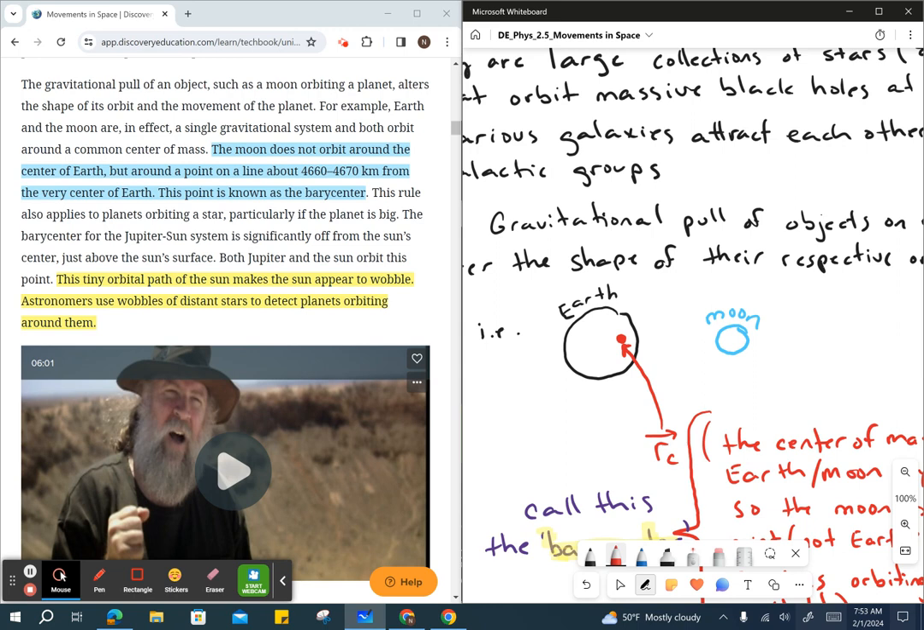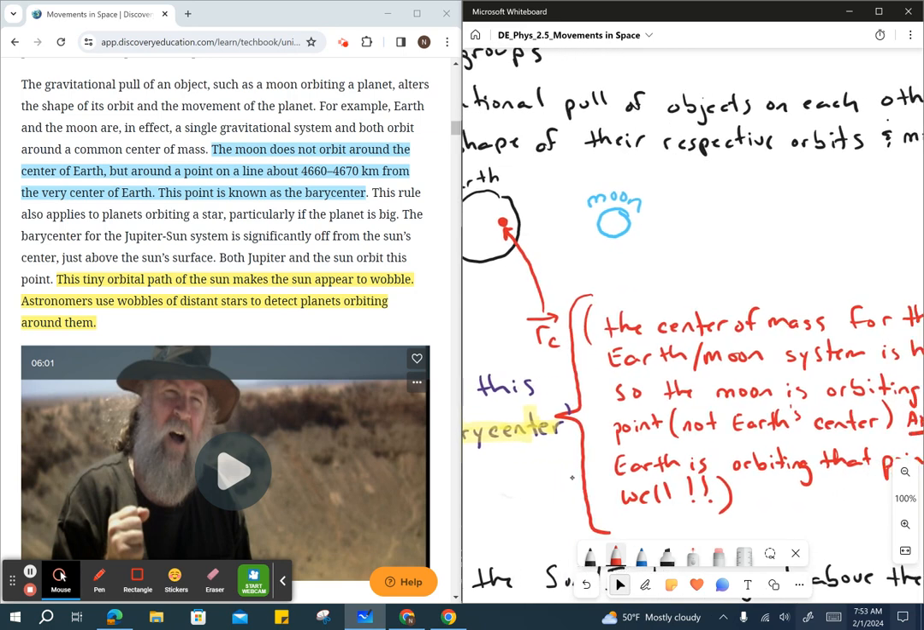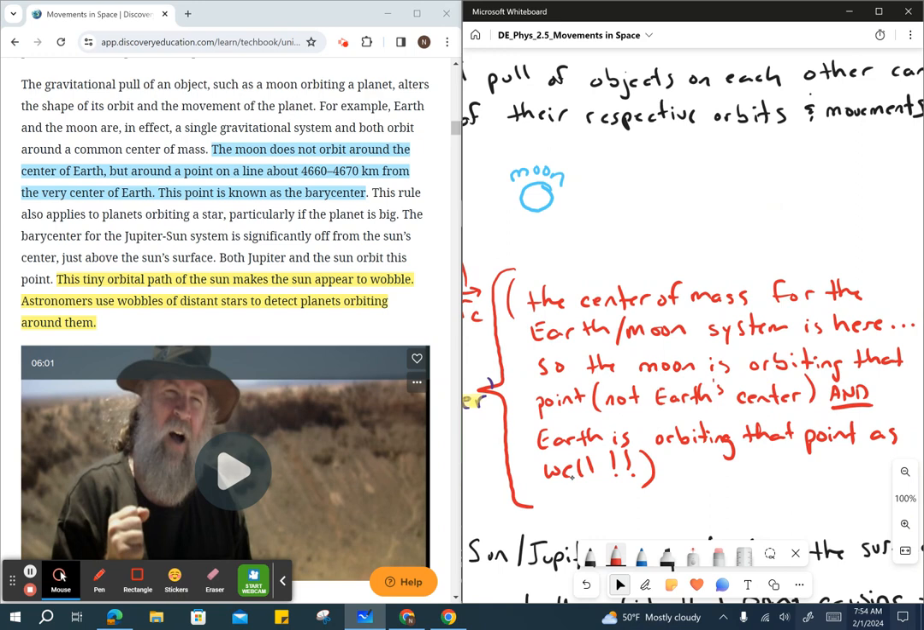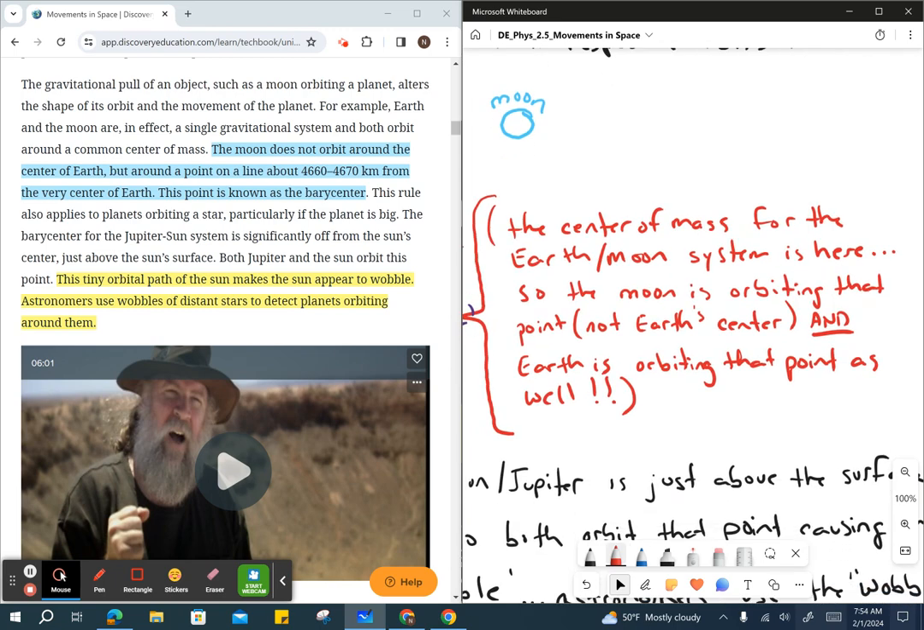And so between Earth and the moon, there's a small wobble effect as the moon revolves around that point, and the Earth is trying to revolve around that point as well. This is what they call the barycenter. The barycenter is the center of mass for the Earth and Moon system. So the moon is orbiting that point, as is the Earth.